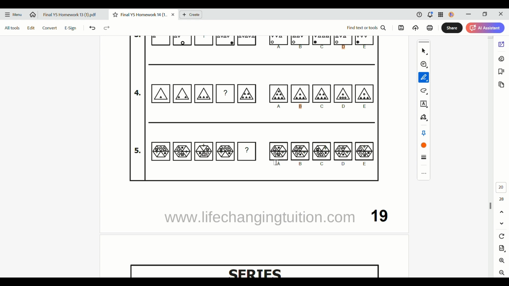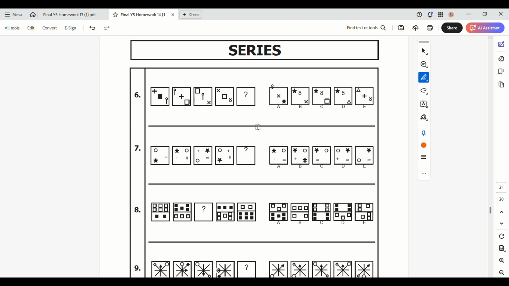So you can see option A has that. Can't be option E because the plus has to be in front of the square. It's way too far ahead. It's going to be option A. It's kept the same rotation. Question 6.